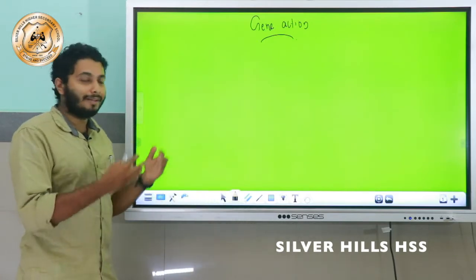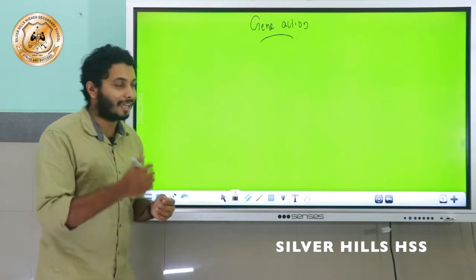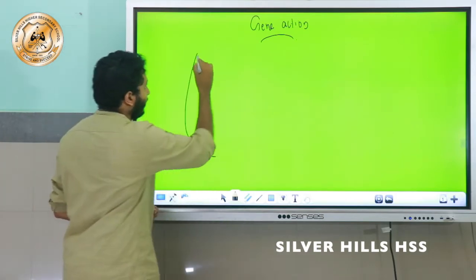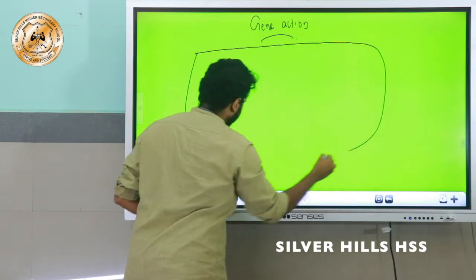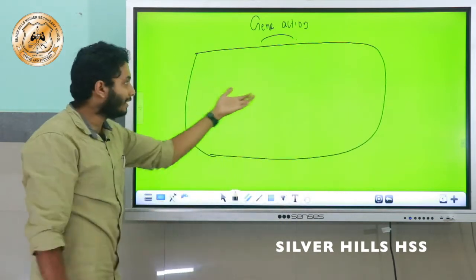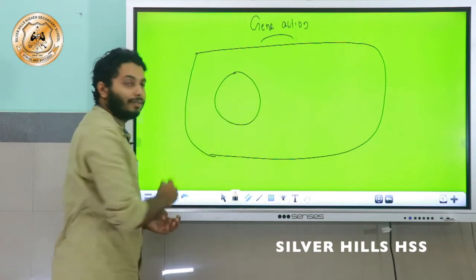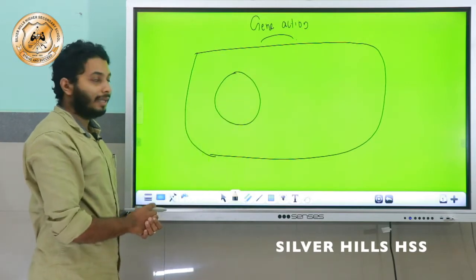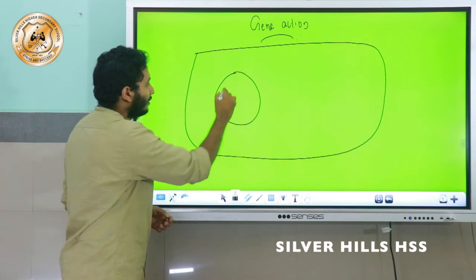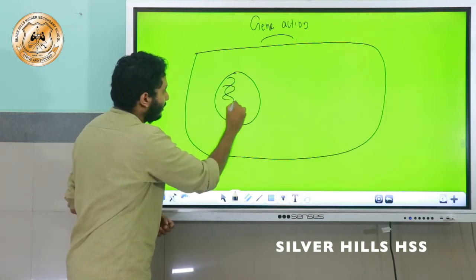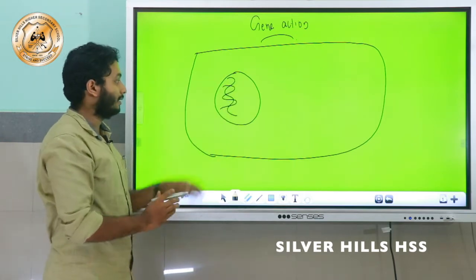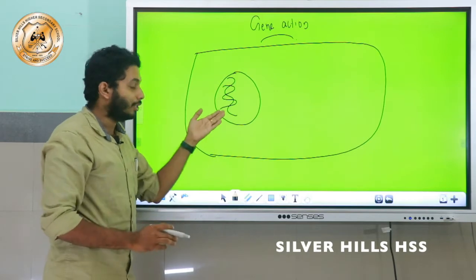Before explaining this process, let me draw a rough diagram. Let it be a cell, and this is the nucleus of the cell. Inside the nucleus there is the genetic material called the DNA, deoxyribonucleic acid.